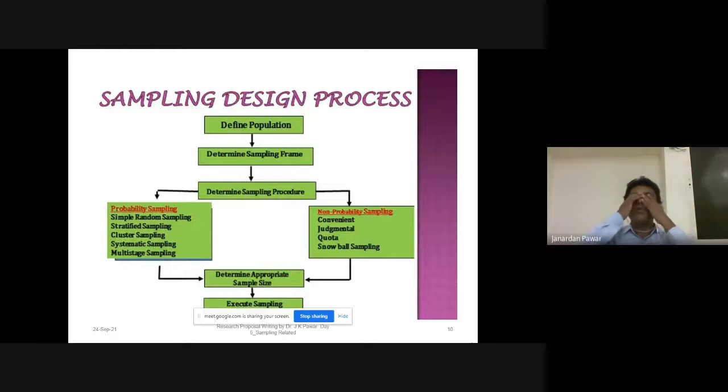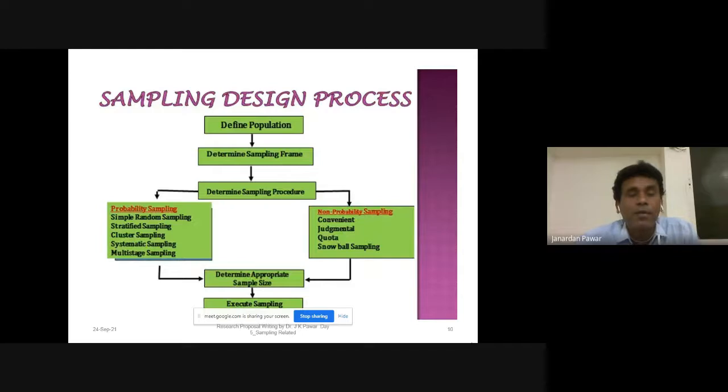The most important thing: there may be some questions from your end. Sir, this seems a bit heavy, and if we try to do it, will it work out? So simply do one thing: go for simple random sampling and write that the researcher has used it. I'm not suggesting this for the final submission of your proposal to the RR committee, for this interview purpose only.